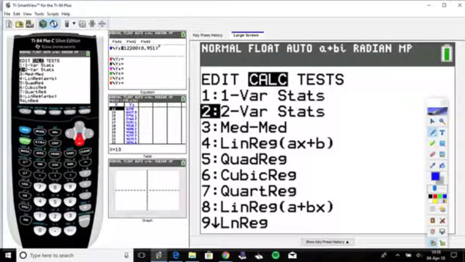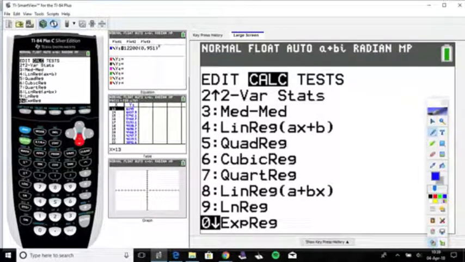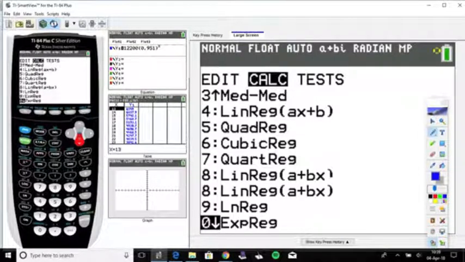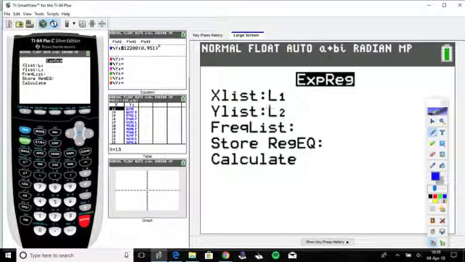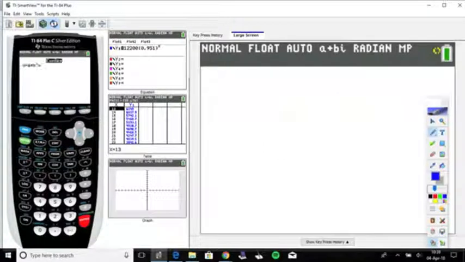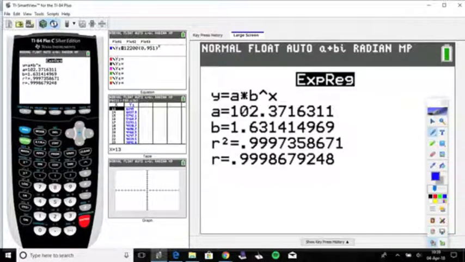Now the thing is, you'll see part A says write an exponential function. So we're going to look for exponential regression. Obviously none of those says exponential regression. So number 0, or number 10, or whatever you want to call it, ExpReg. That's going to stand for exponential regression. That's the one we're going to use. This just says it's using list 1 and list 2. That's fine. Make sure yours says that, and then hit calculate. And now it gives us an exponential equation.